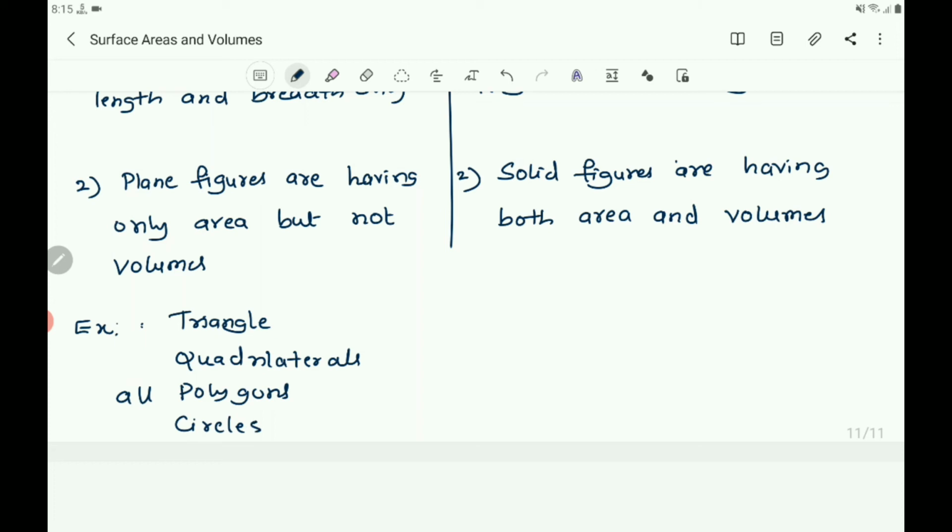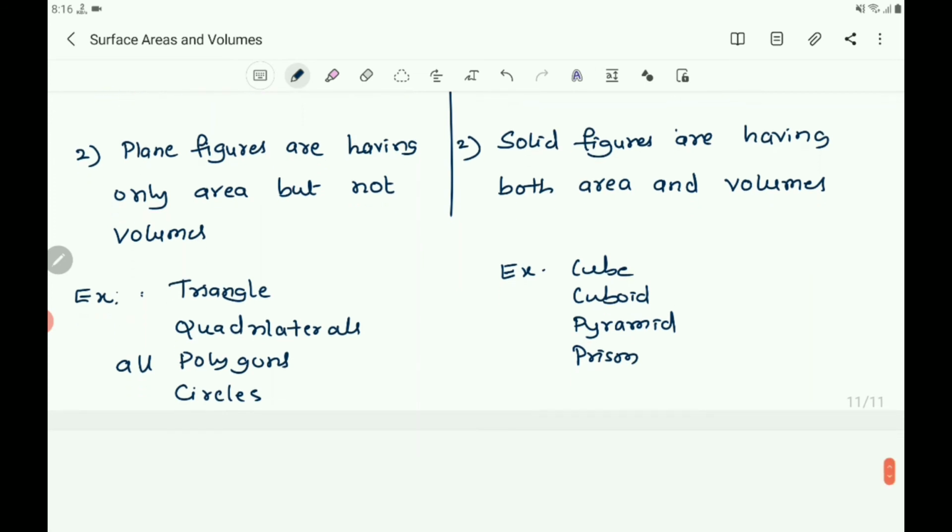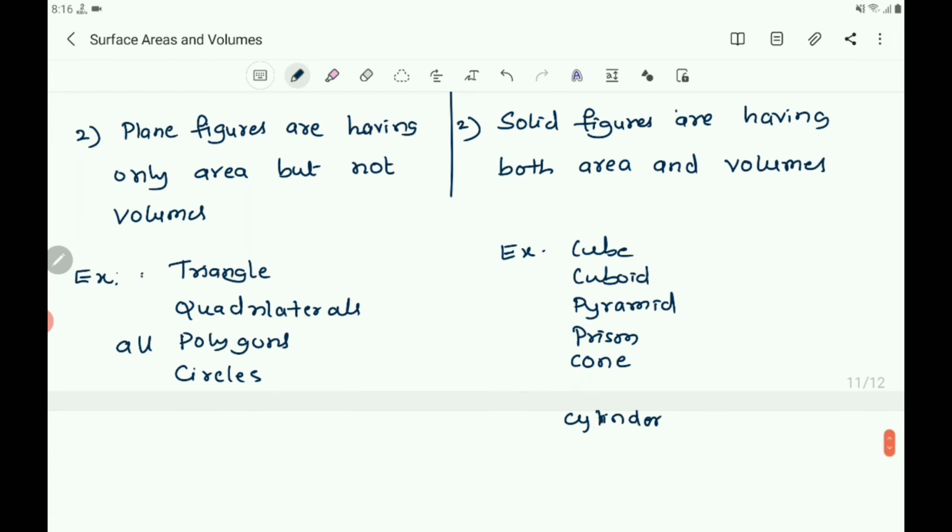Here for solid figures you write examples: cube, cuboid, and you write pyramid, prism, cone, cylinder, and also sphere, hemisphere, etc. There are many examples. You can give the example for the solids.